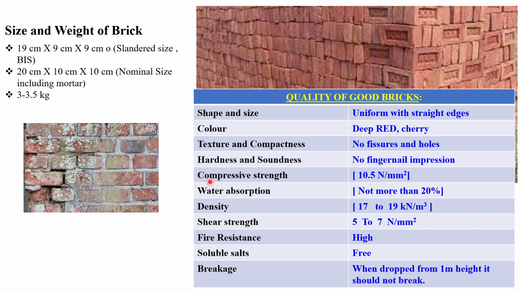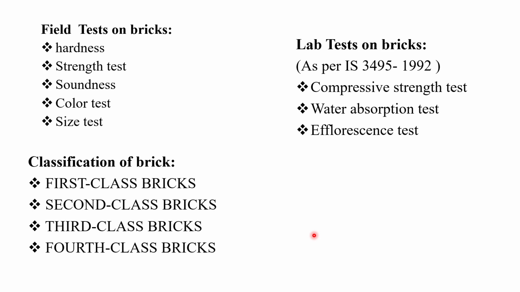Compressive strength. Compressive strength of a good brick should not be less than 10.5, means it should be 10. We will discuss it later, okay? Because first of all, we have to study the testing. So these are the tests. On the basis of tests, there is classification. So first of all, field tests. Okay, in the field tests there are the hardness test, strength test, soundness test, color test, and size test.